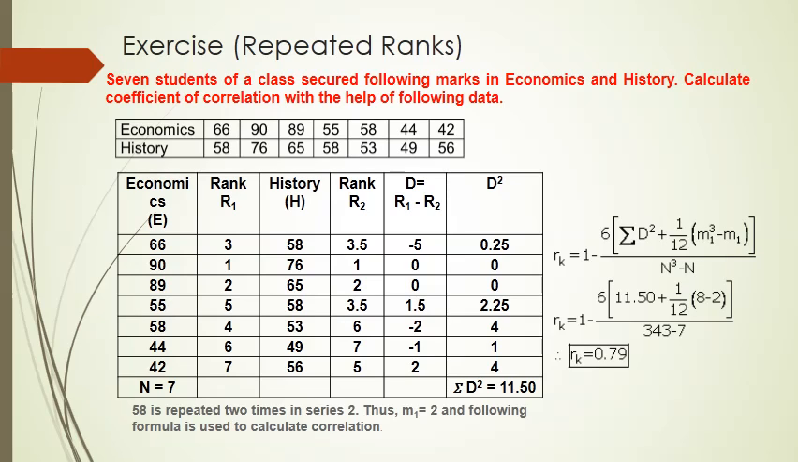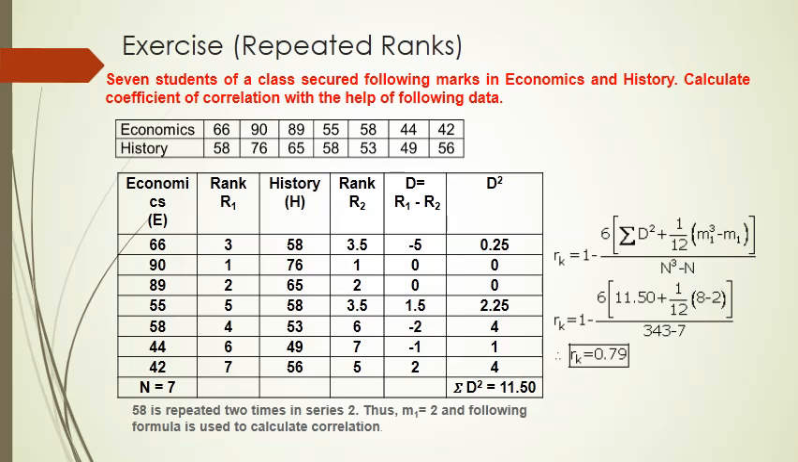In economics we followed that the highest value gets first rank, so in history we also follow the highest value first rank. The highest value here is 76, so we will give it the first rank. Then 65 gets second rank. Then third is 58, but 58 is repeated twice. So the observations are the same, so we cannot give different ranks. What do we have to do? We have to give the same rank. One 58 would get third rank and the other would get fourth rank, so we have to give the same rank.